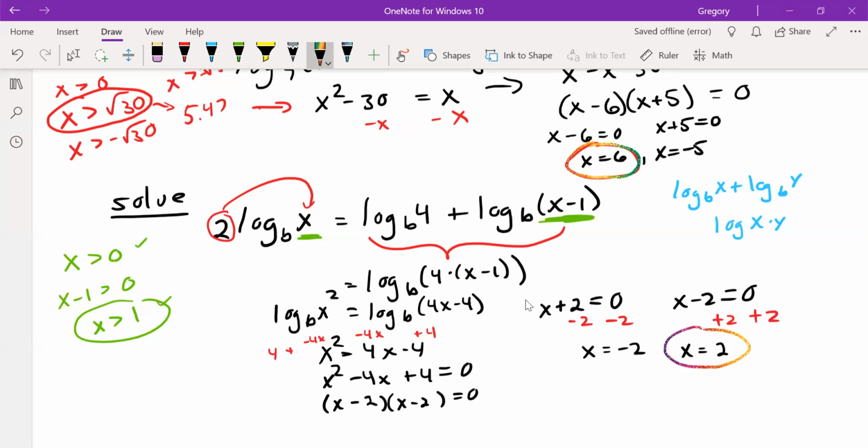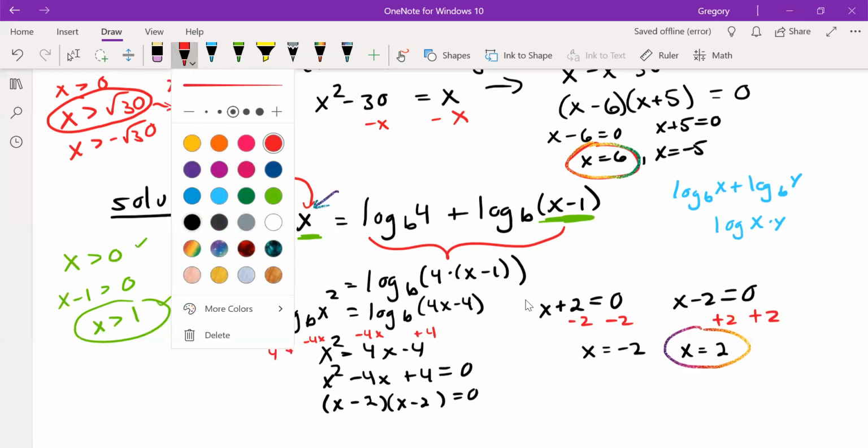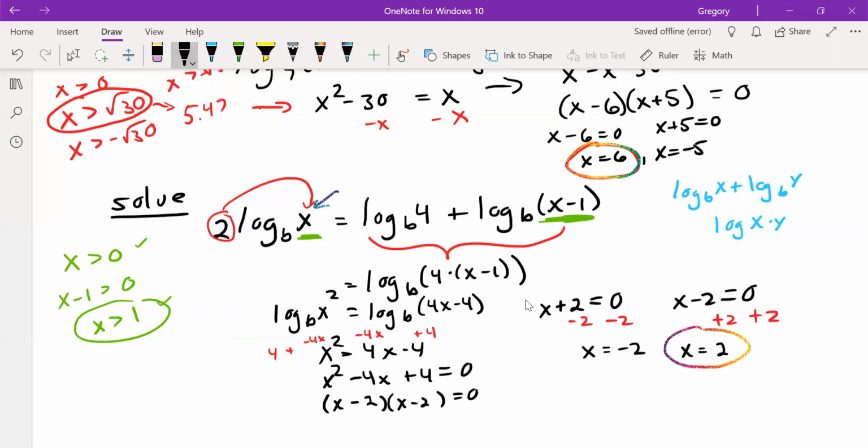And if you ever wonder, what if I forget to do that? What if I didn't check that? Would both of them work? You can try to put -2 in there, and one side would not be equal to the other. And just in general, if you put -2 in for this first log, you would get log of a -2, which is an impossible situation anyway. The simple fact that it's out of the domain means you would stop right there.